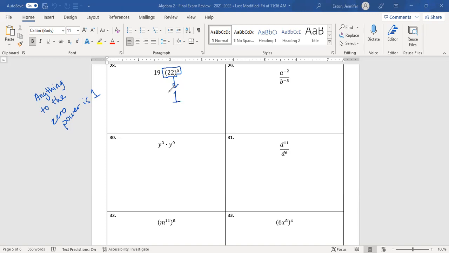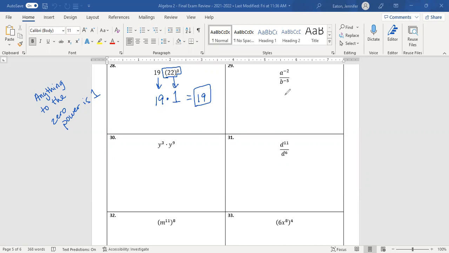Now, did anything happen to the 19? No, 19 didn't have any exponent. Oops, I wrote 12 there. Erase that out. That wasn't to the 0 power, so we just bring the 19 straight down. So 19 times 1 is 19. So our final answer for number 28 is 19.